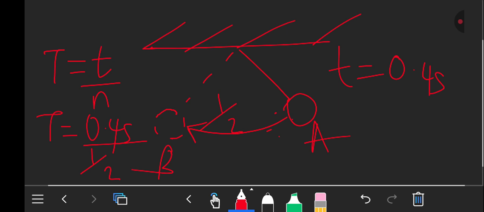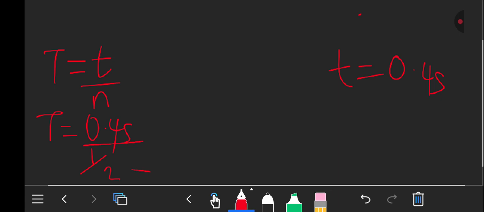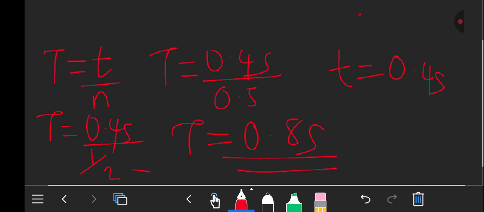So how can you find the answer? Period is equal to 0.4 second over half, which is just 0.5. So what is the period? 0.4 divided by 0.5 should give 0.8. So this will be in seconds.